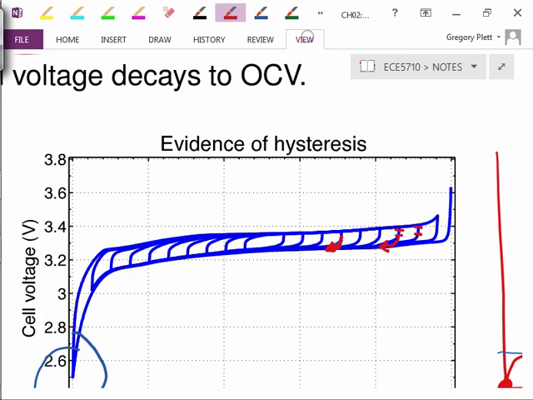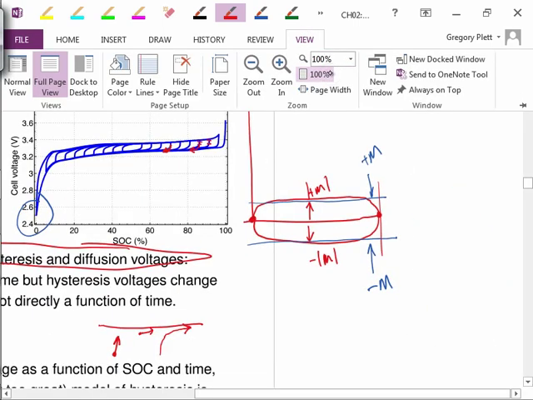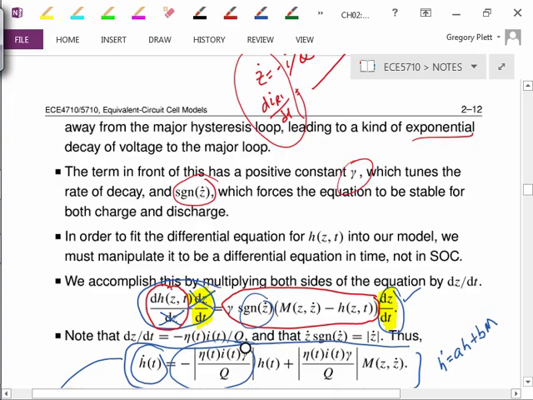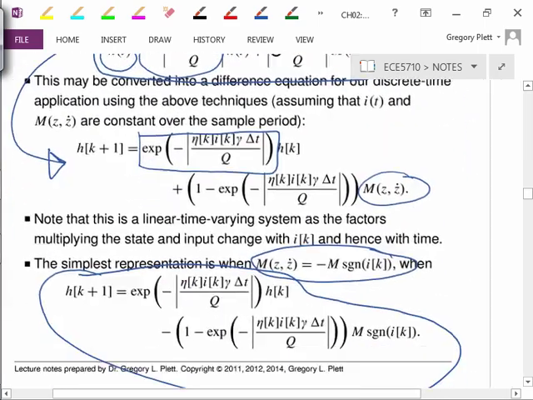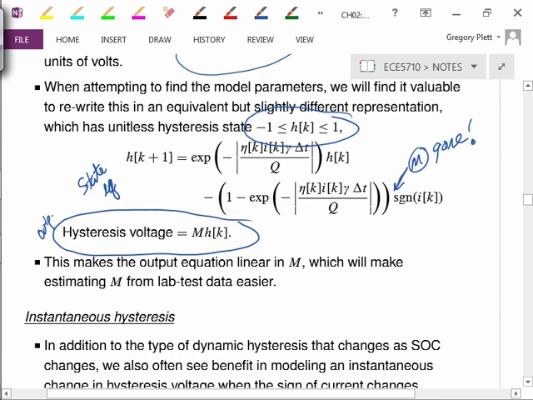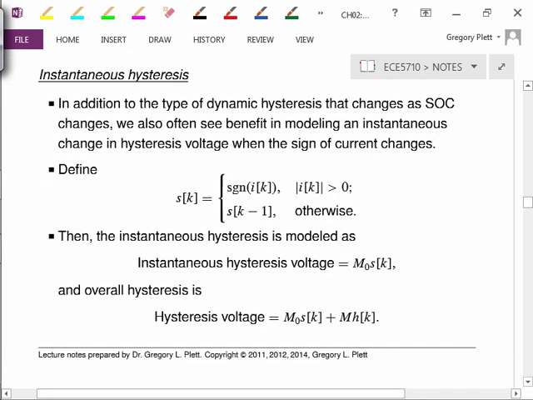And I have found sometimes that the model can be made better by including another hysteresis term, which I call instantaneous hysteresis. And here we define a variable S to be the sign of input current. If the input current is not zero, if its absolute value is bigger than zero, then Sk, the sign of current, is simply the sign of I of k. If I of k is positive, Sk is 1. If I of k is negative, Sk is minus 1.